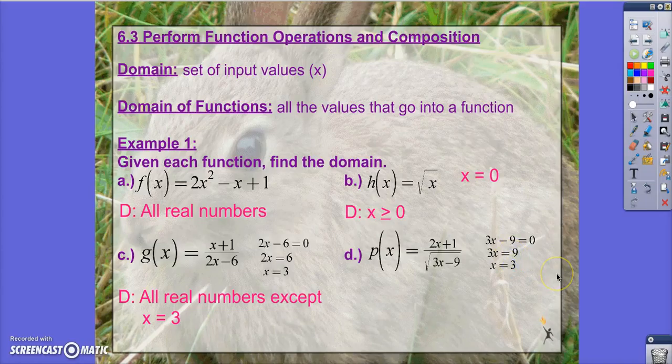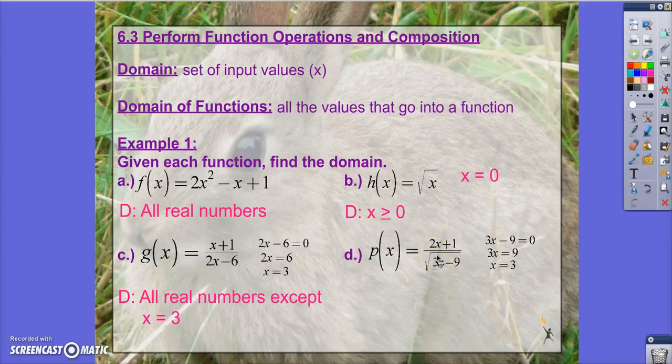Make sure you write this down. You get x equals 3. Now, if I plug in 3, 3 times 3 is 9, 9 minus 9 is 0. Square root of 0 is 0. Can I have a 0 in the denominator? No. All right. What if I plug in 4?